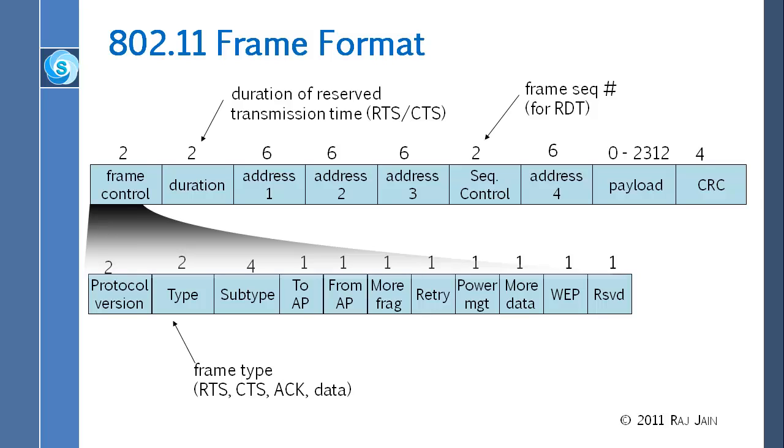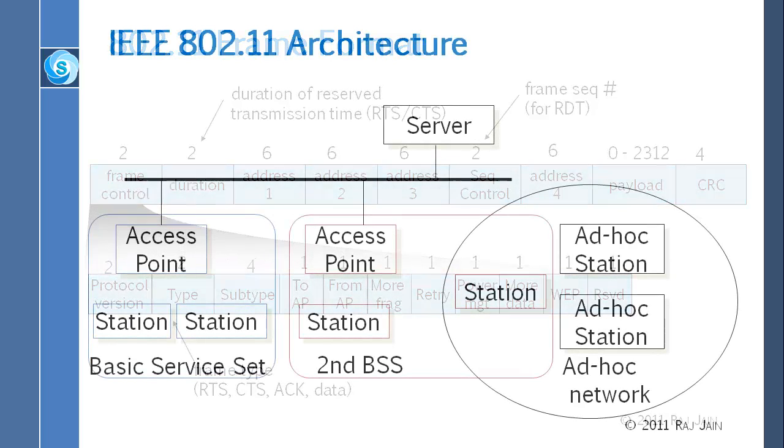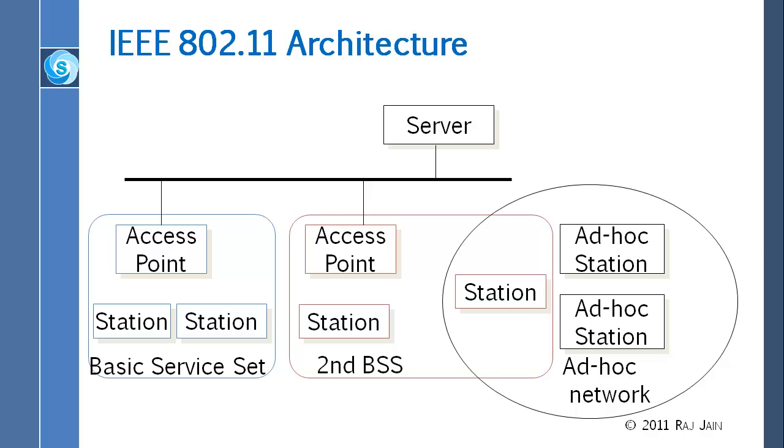So why are there 4 addresses? The reason is that the source and destination may be off the wireless, or may not be. So you need a source, then you need the wireless transmitter, you need the wireless receiver, and then you need the destination. You need 4 people. So this station is trying to send to that server, so this is the source, this is the destination.